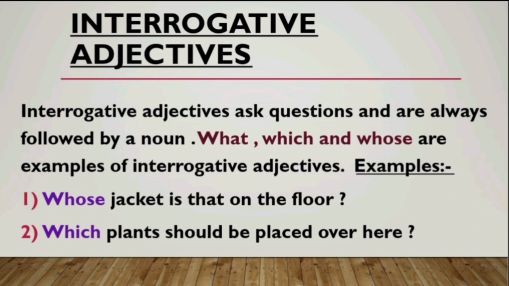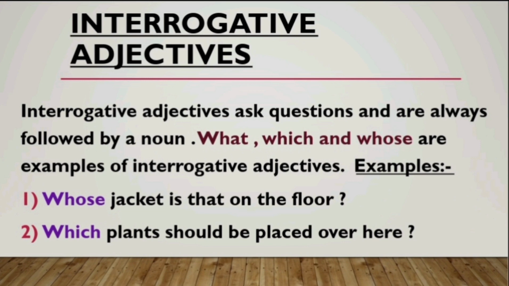What are interrogative adjectives? Interrogative adjectives ask questions and are always followed by a noun. So, as the name suggests, an interrogative adjective will inquire, it will ask, it will interrogate, right? And they are always followed by a noun. Why are they always followed by a noun? The reason is that adjectives by nature are describers of nouns and pronouns, right? So they are always placed, or most of the time placed, before the noun that they describe. That's why they are always followed by a noun.